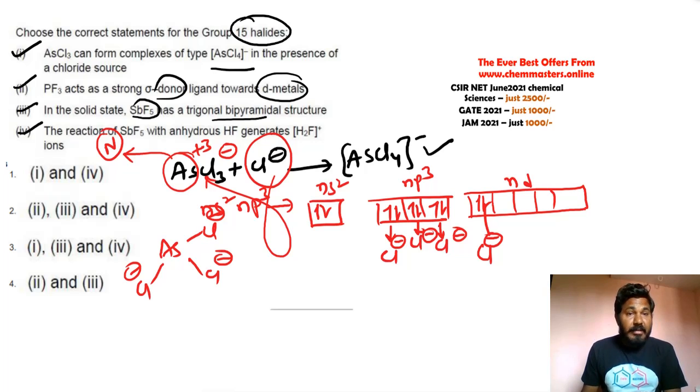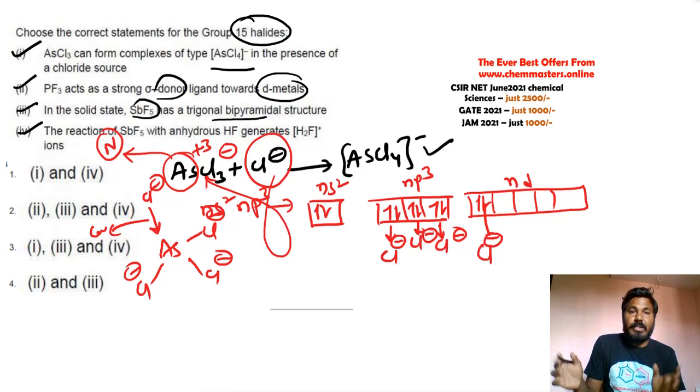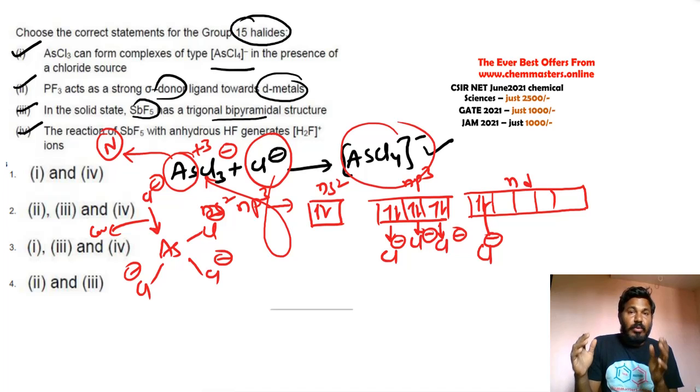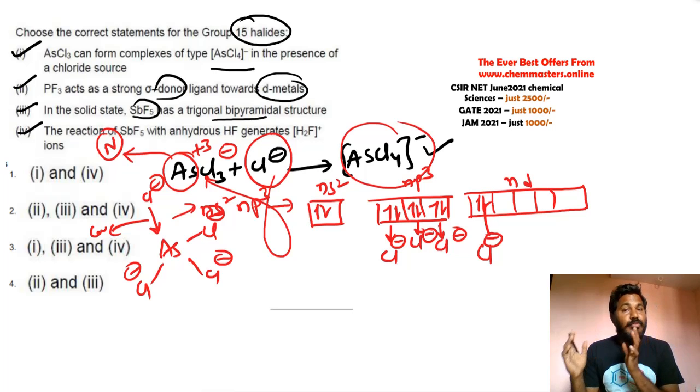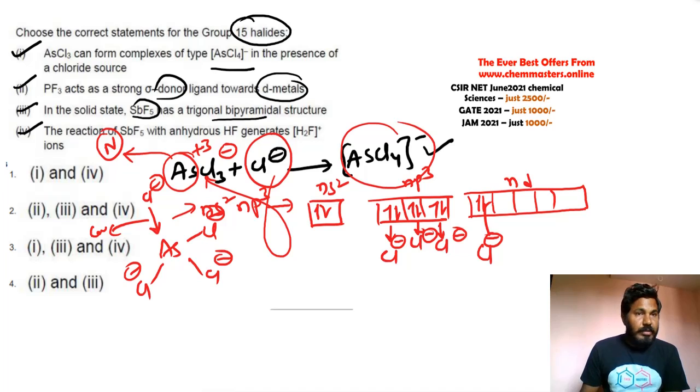And the other chlorine is simply a ligand, that means it is forming a coordinate covalent bond, right? That's why in that anionic arsenic tetrachloro complex, we can see ionic nature and coordinate covalent nature. Just observe it. So that's why there is a possibility to make AsCl4 minus. Based on that we can say that the first statement is the correct one.